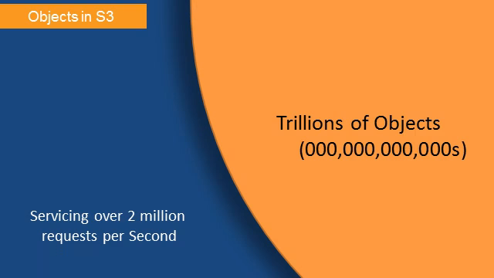And not only does it store this massive number of objects, but it also deals with huge amounts of request concurrency. So at the moment, in the peak period of the day, in the peak period of the week, AWS S3 is servicing over 2 million requests per second. So a hugely scalable service with characteristics and capability to support very large workloads, storing huge numbers of objects and dealing with very high request concurrency.